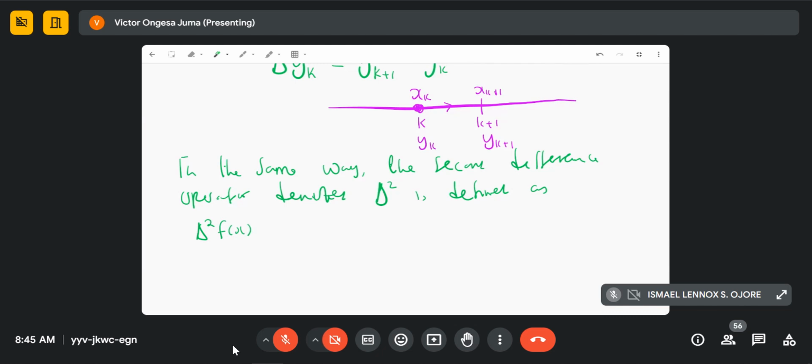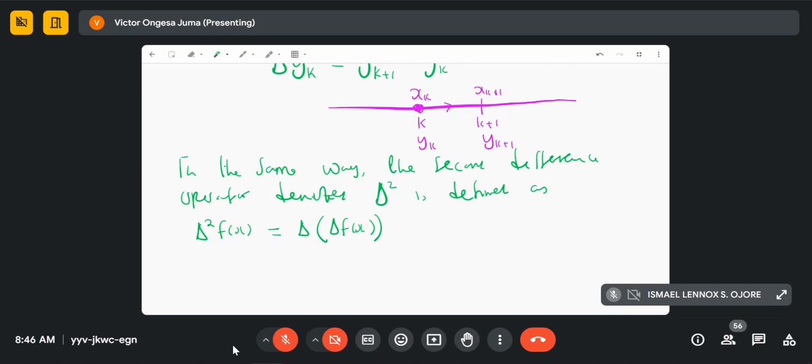And so the second difference operator is the first forward difference of the first forward difference. I don't know if I'm making sense. It's a forward difference of the first forward difference. Basically, I can write this as the forward difference of the first forward difference operator. That's now the second difference operator.